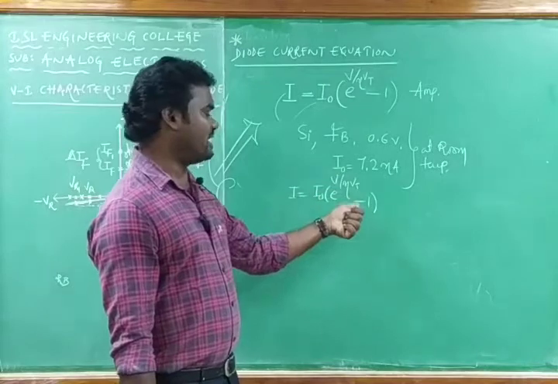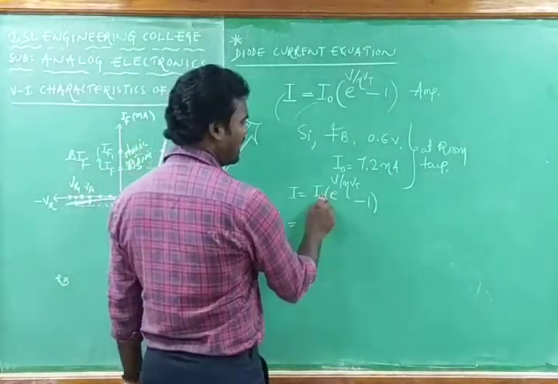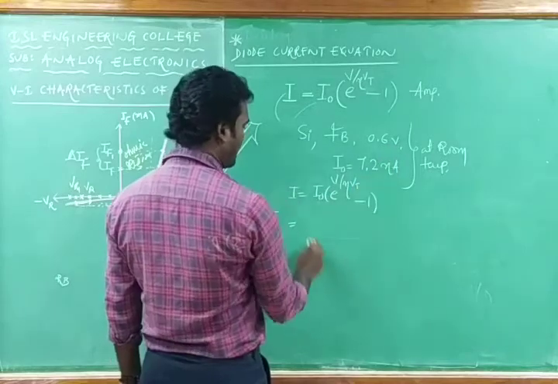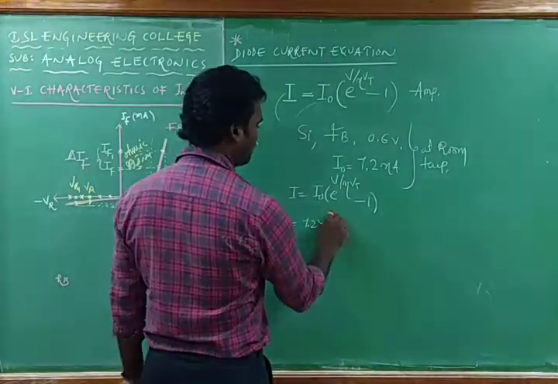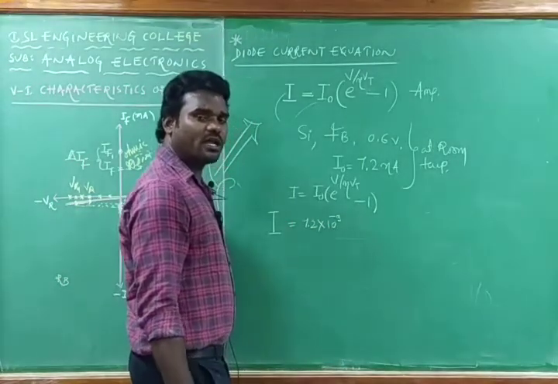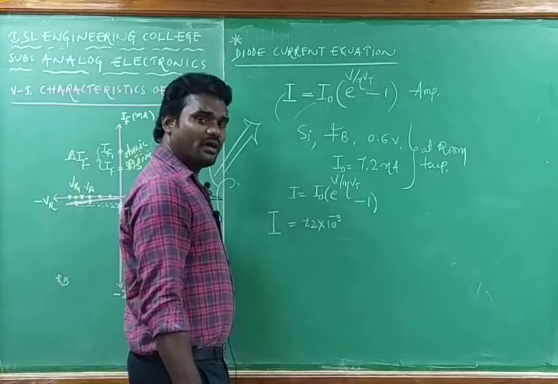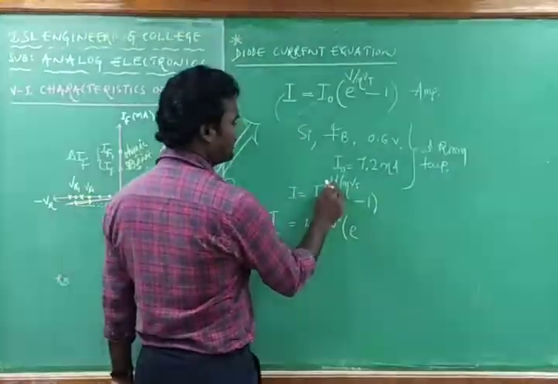The current through the PN junction diode is I equals I naught into e to the power of V by eta Vt minus 1, so I can write I naught as 7.2 nanoamperes. Nano means 10 power of minus 9. You should remember that 10 power of minus 9 is nano, 10 power of minus 6 is micro, 10 power of minus 3 is milli.